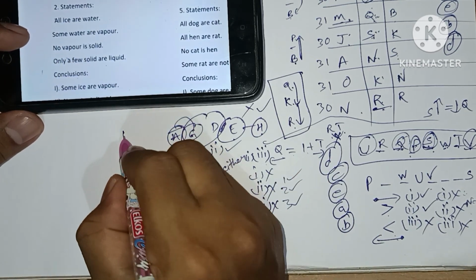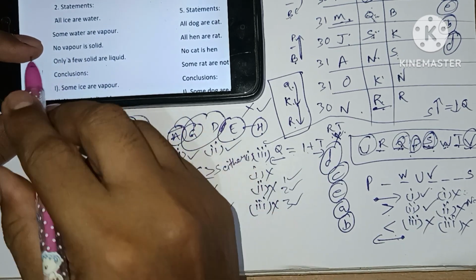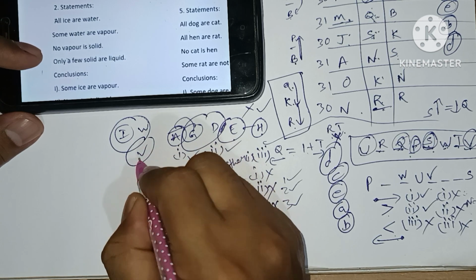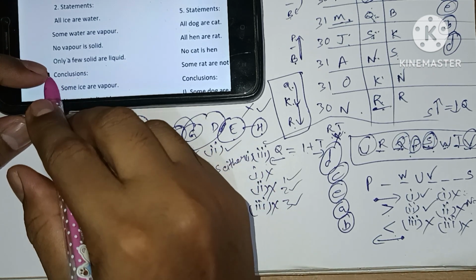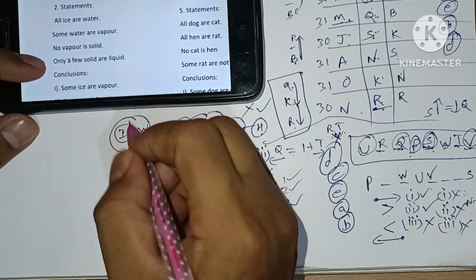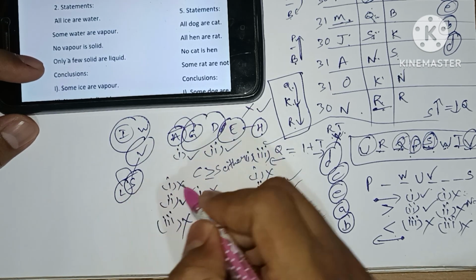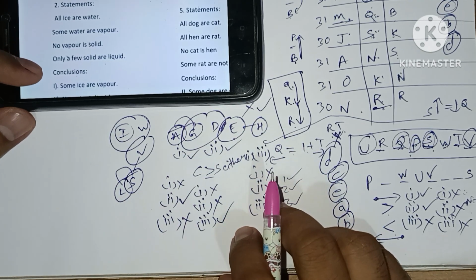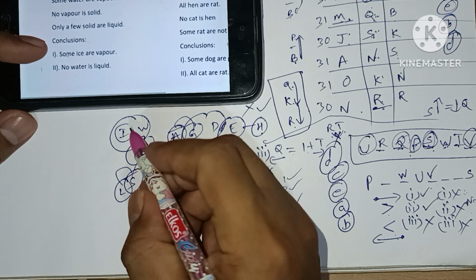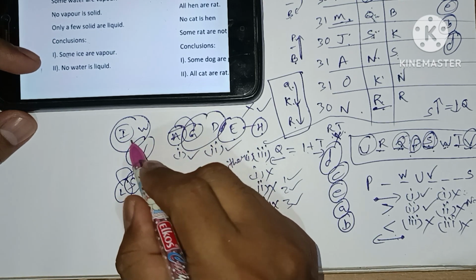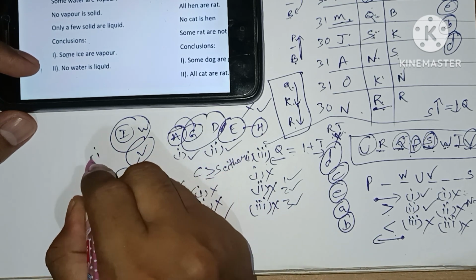All ice are water, some water is vapor, no vapor is solid, only a few solid are liquid. Let's see the conclusions. Some ice are vapor. It is not sharing, so the first conclusion will be false.